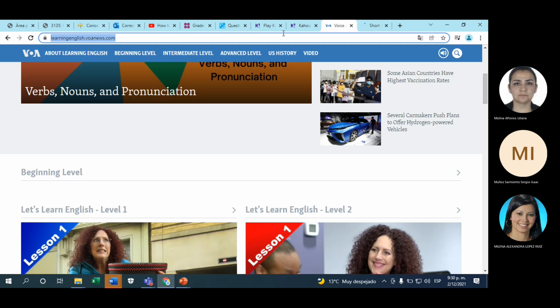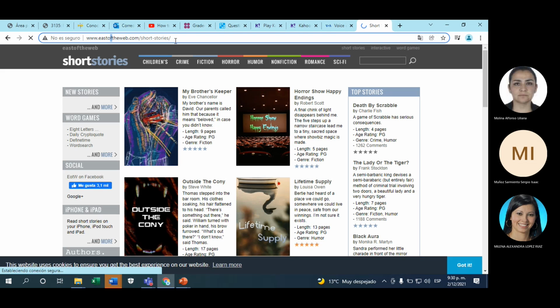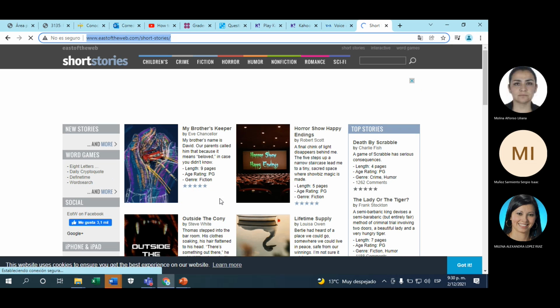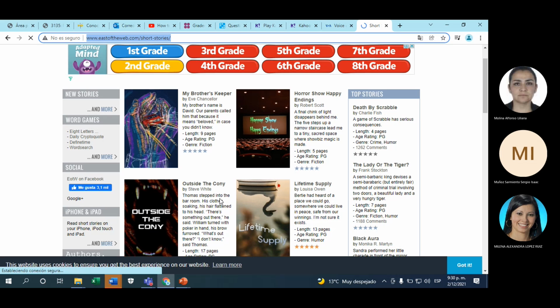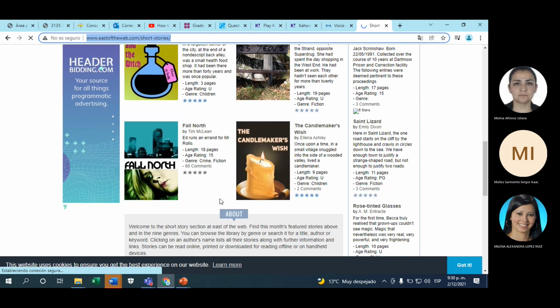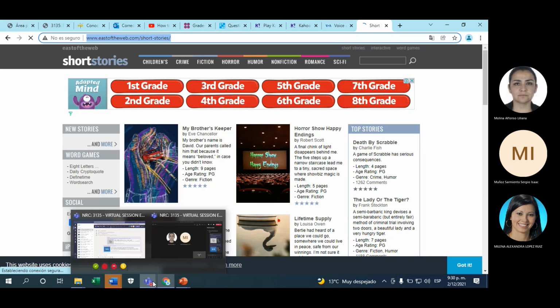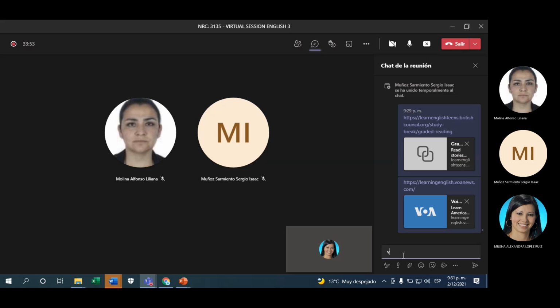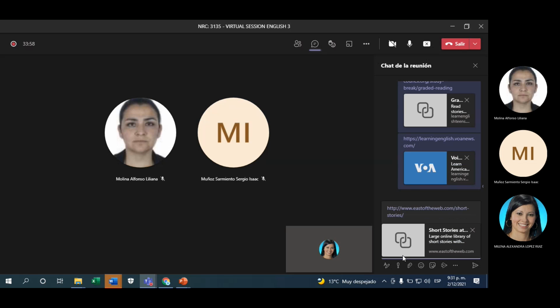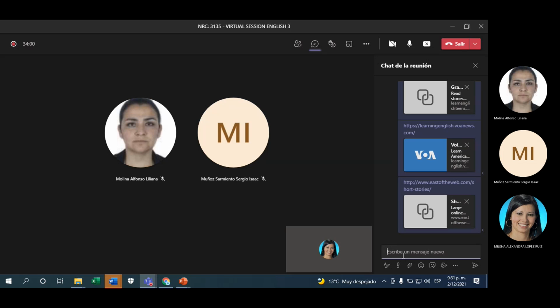And the other one that I bring you to do is these short stories. That is the one, like I said. We have some tales, some literature, horror shows. We have different kinds of books here. They're really, really interesting, and some of them are really short. So you can read one story per day or whatever, or you can read a long story if you are interested in reading more in English.